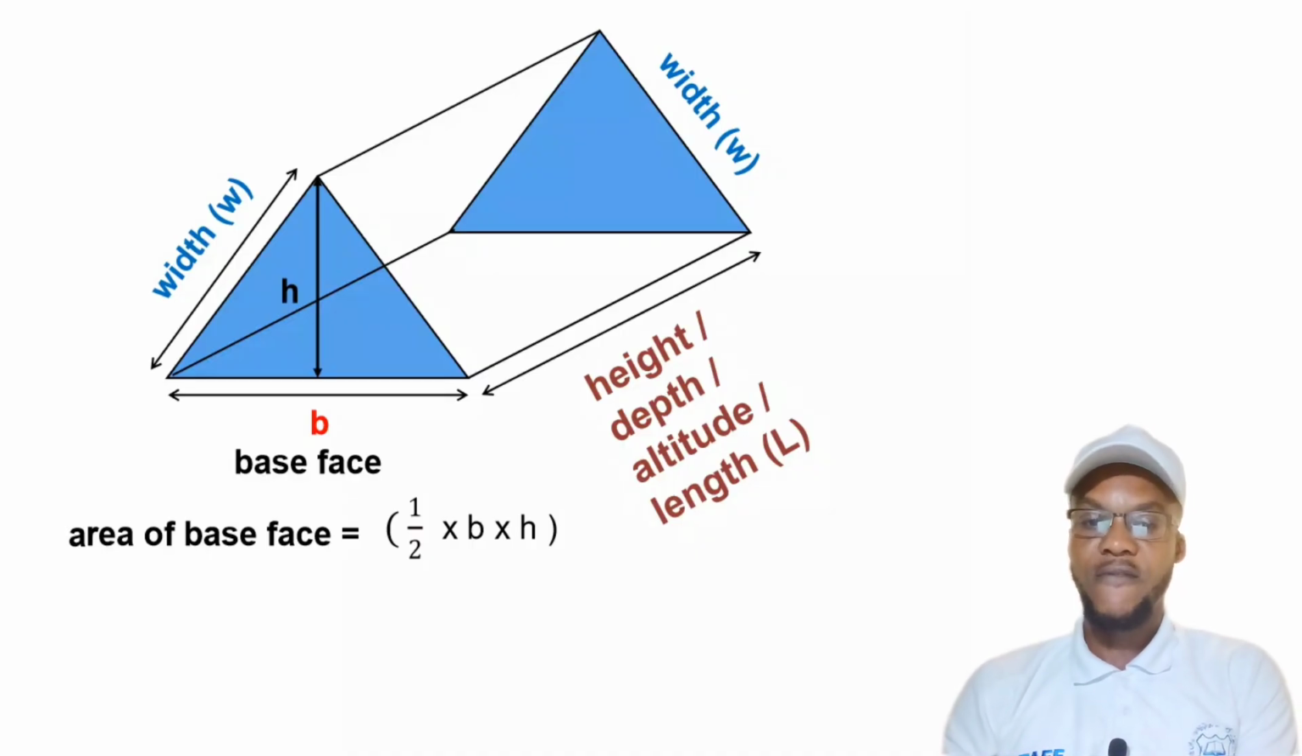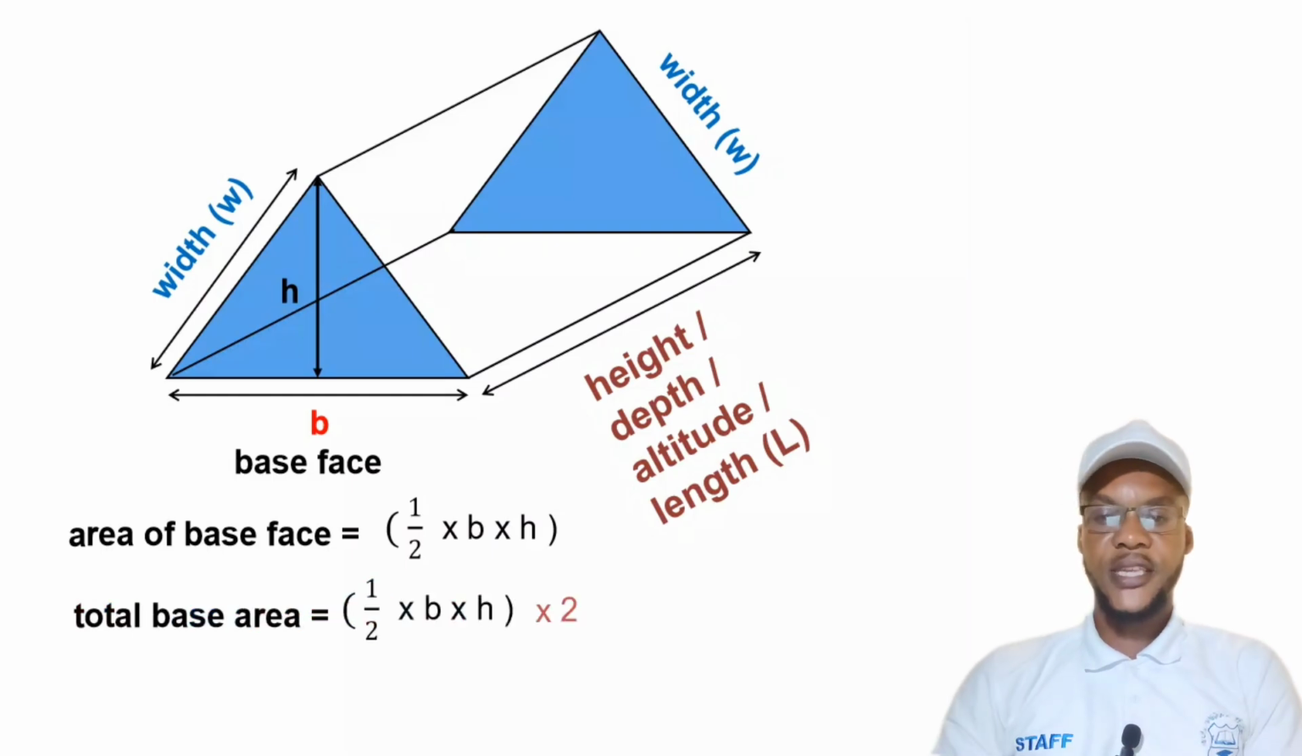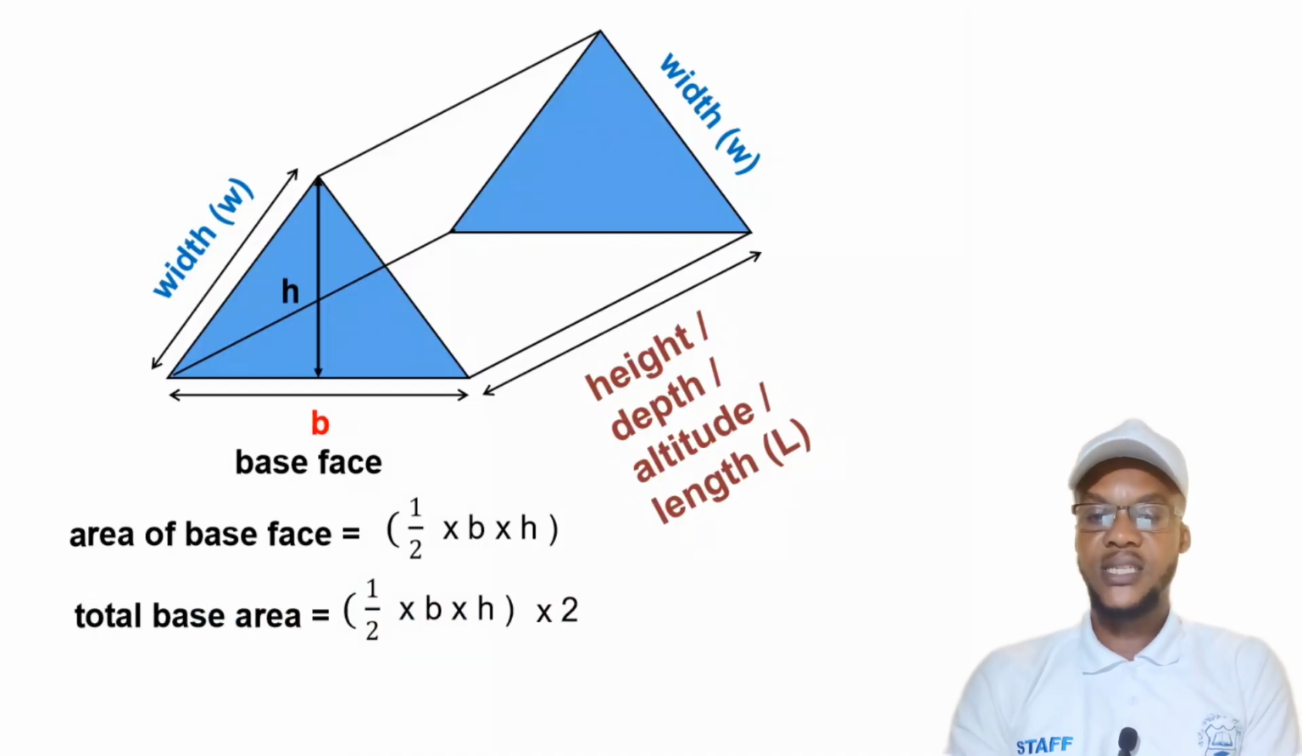Once you have the area of the base face, then it is one. You have calculated for one, and you all know that we have two of the base faces. So all you do is find the total base, which is what you multiply by 2, and that gives you the total base face. When you find the total base area, because they are 2, you just multiply by 2 and you are good to go.